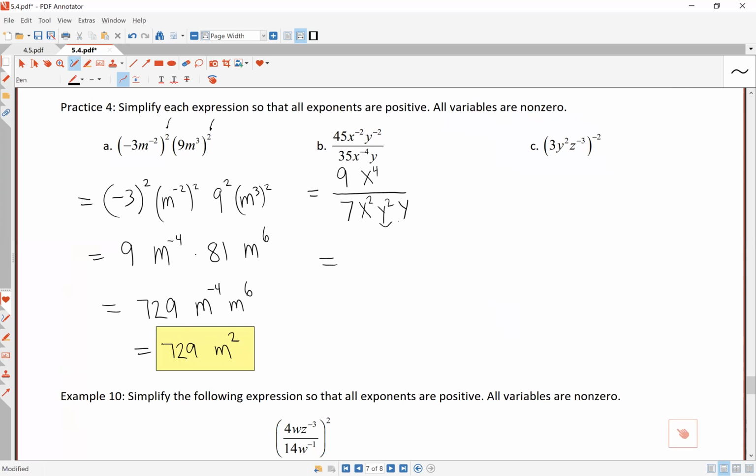If they're on the same level, the exponents add. If they're on the opposite levels, the exponents subtract, denominator from numerator. 4 minus 2 is 2, giving us 9x squared over 7y cubed.